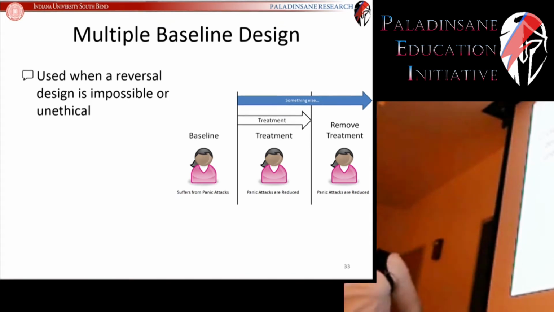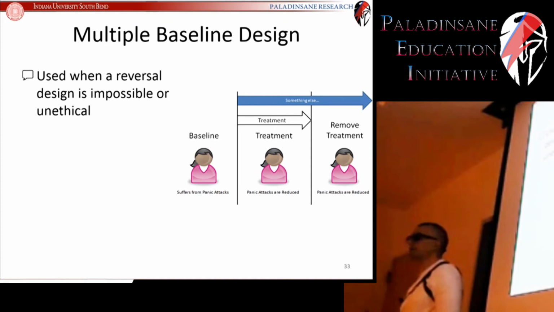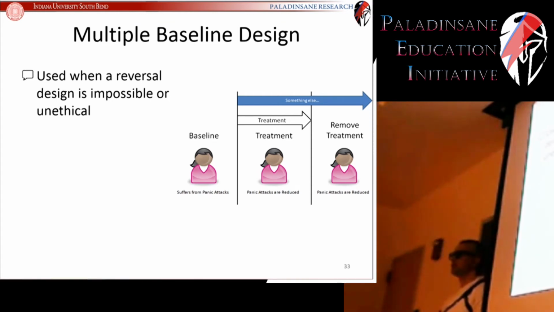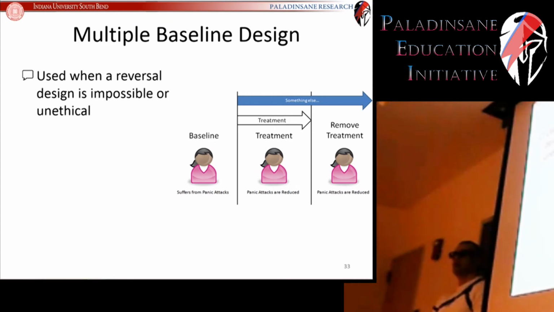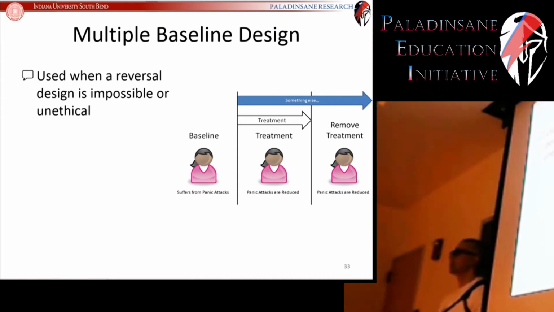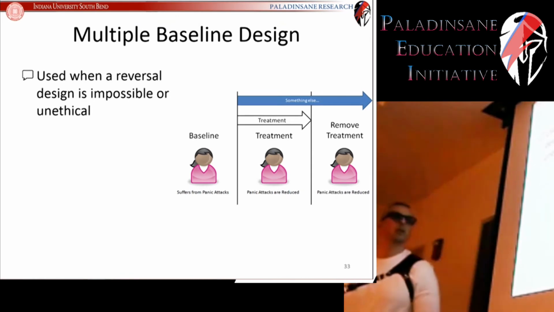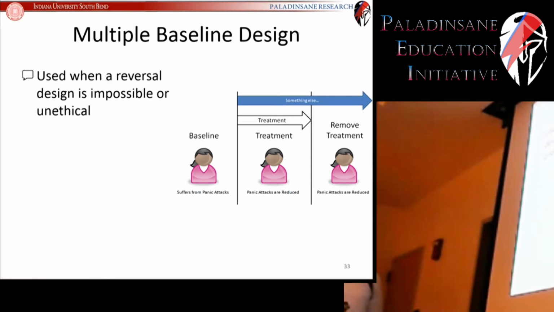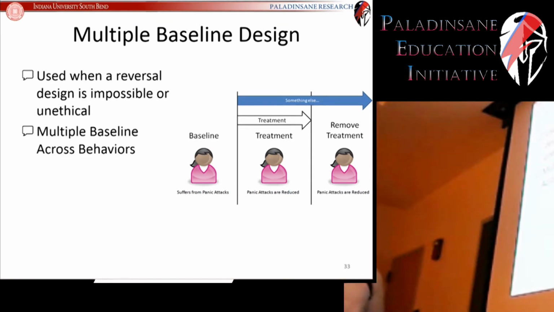Sometimes it's unethical. If the person is potentially a danger to themselves or a danger to others, and you institute a treatment and their dangerous behavior decreases, you then cannot ethically say, well, let's reverse that treatment. Let's see if he becomes dangerous again, or if she becomes a threat to herself again. That would be unethical. However, you still need to know if it's your treatment that's being effective. So one thing we can do in that case is use this multiple baseline design.